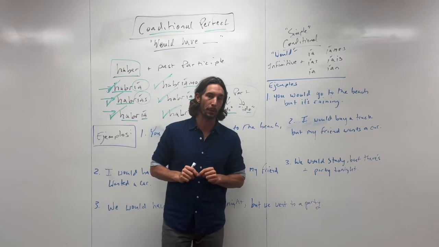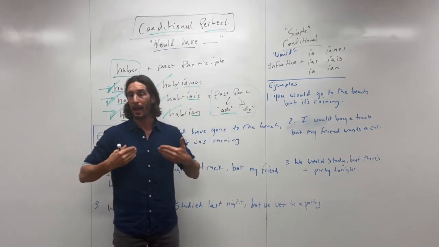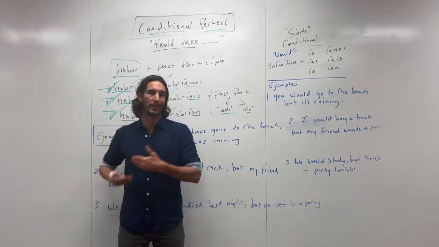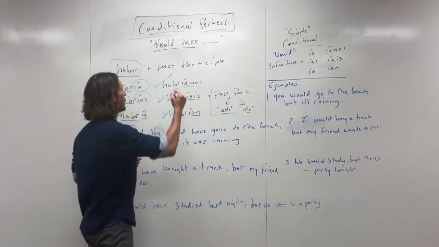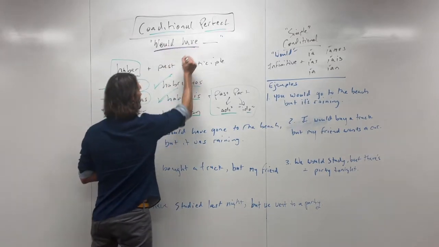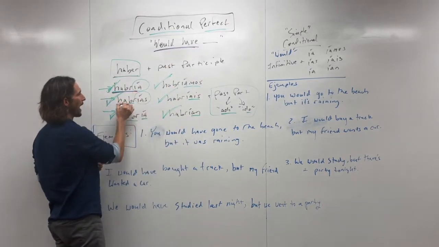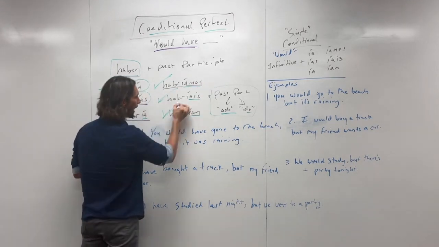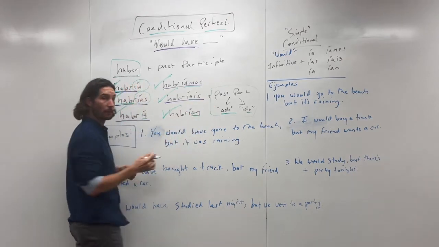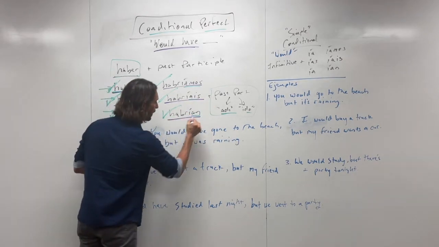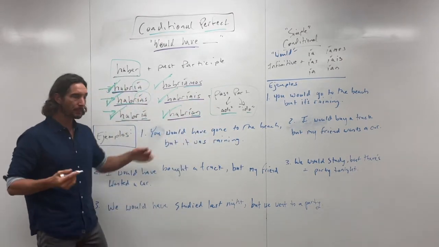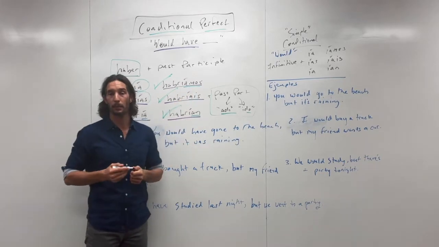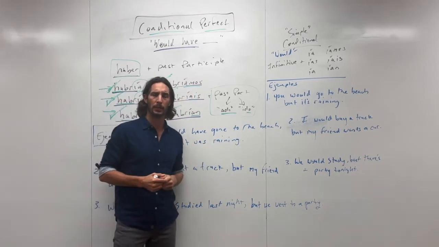The conditional perfect, again, is not will, but would. It's conditioned upon something. And so the conditional perfect is I would have, you would have, he, she, it would have, we would have, you all would have, vosotros, and then they all would have. And of course, you would pair that with a past participle. And we'll look at that when we do these examples.